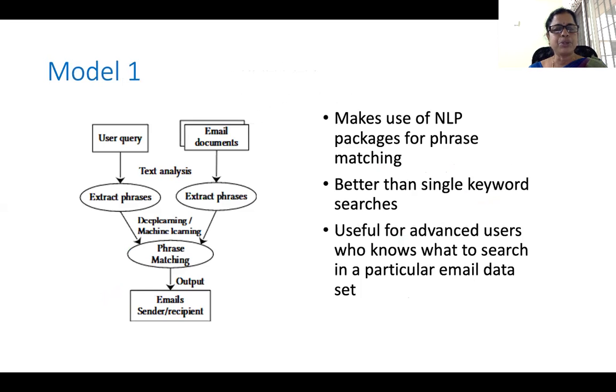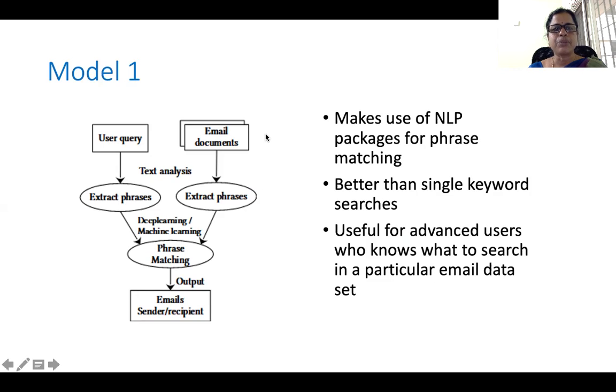We have developed two models to do this. This is the process diagram for model 1. Model 1 is useful for advanced users who know what to search in a particular email dataset. When we say users who know the particular dataset, one may wonder, why do they want a search tool at all? They may need a search tool to search for the relevant or co-occurred events around the same time the present event in the query has happened.